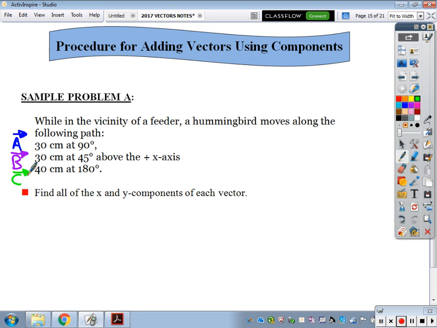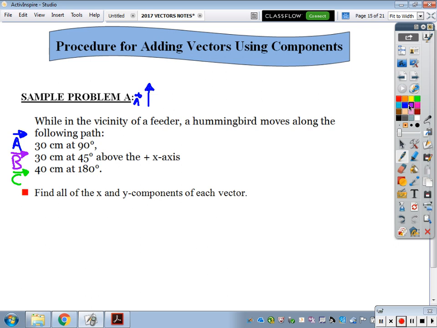Now, just real quick, I want a quick visualization of these vectors before we break them down into their components. So 30 centimeters at 90 degrees. Where is that vector going to point? Well, it should point up, parallel to the positive y-axis. So for vector A, if we were to draw that by itself, vector A would be pointing in an upward direction.